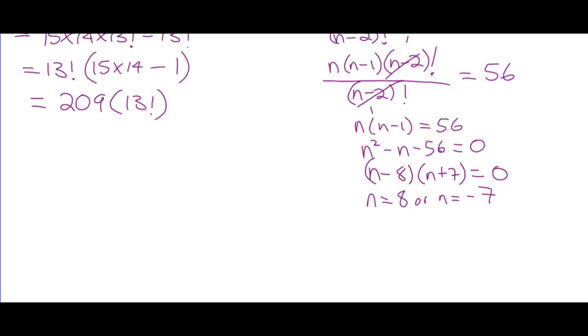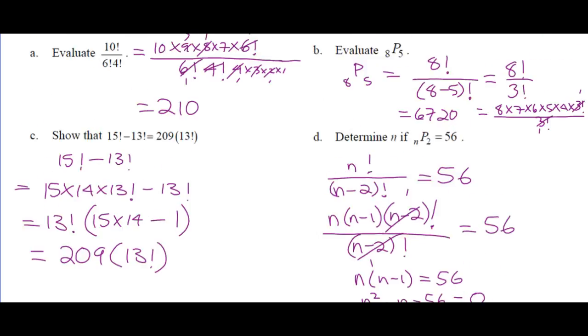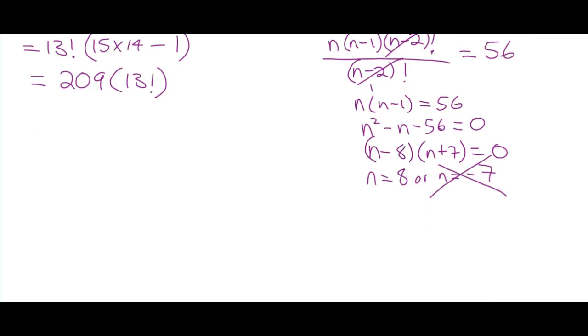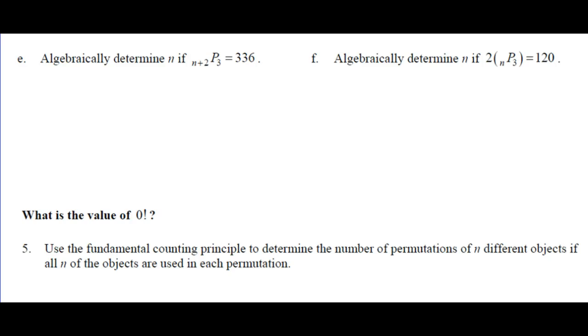Now, what do we know about n from our whole definition? It's got to be a whole number, right? It's a number of objects. We're arranging, we're taking 8 objects. And what we're doing is actually 8P2, and 8P2 is 56. So you could verify that by going 8P2. You could also try negative 7P2, which your calculator should object to. So you can't do that.